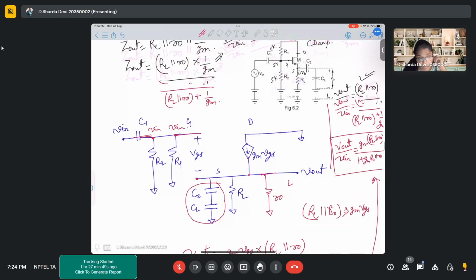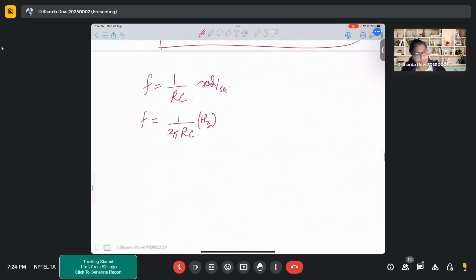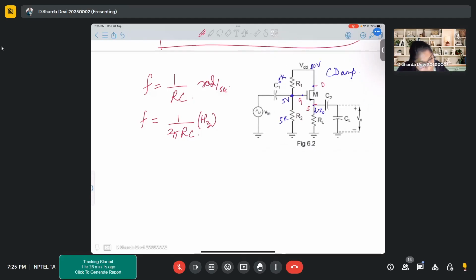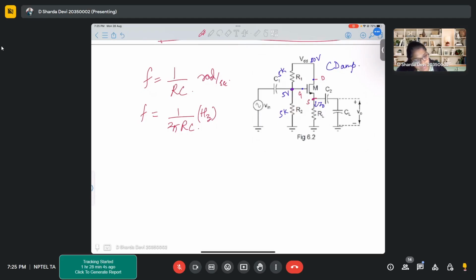So in this particular circuit, first of all, how many AC nodes do we have? Two. Gate and source. So what we will do is we'll find our frequencies for both of these nodes, and whatever frequency comes out to be minimum, we'll report that.